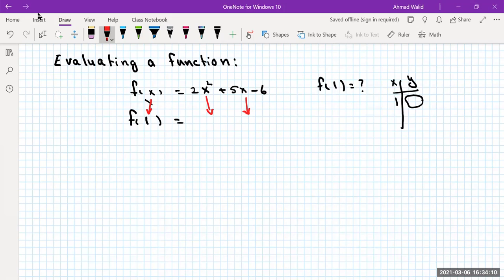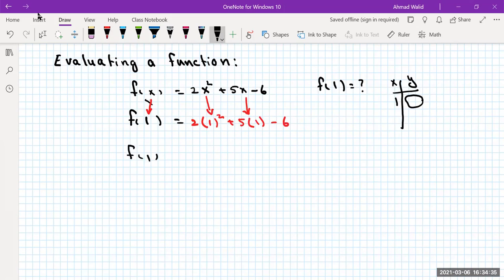Correct? If someone gives you a function and asks you to find f of 1, they are asking you to evaluate at a point. It means replace the variable with that number and just calculate like this. Look, 2x squared plus 5x minus 6: x is what? It means 2 times 1 squared plus 5 times 1 minus 6. I will calculate this way.